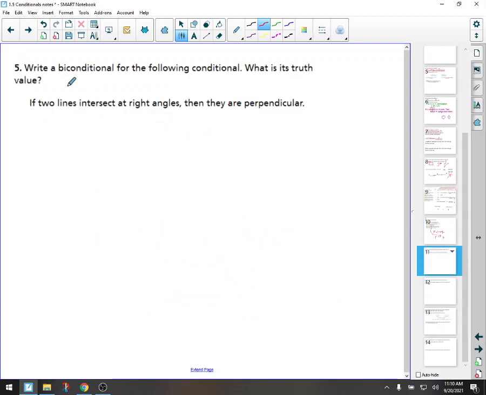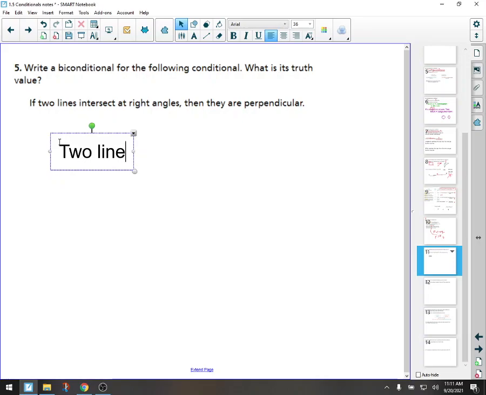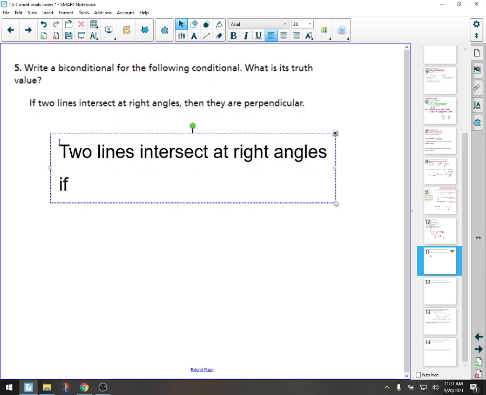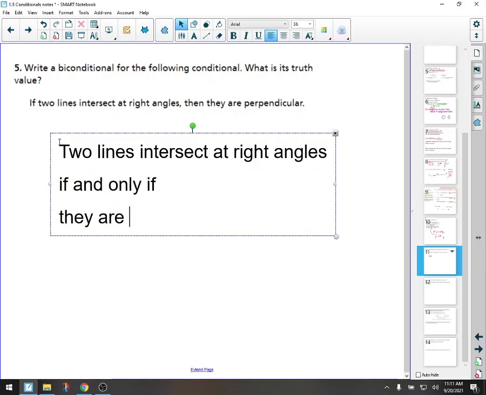Okay. So biconditional for the following conditional. What's its truth value? If two lines intersect at right angles, then they are perpendicular. So the way that we write this as a biconditional is instead of writing if this, then that, we write two lines intersect at right angles if and only if they are perpendicular. All right.